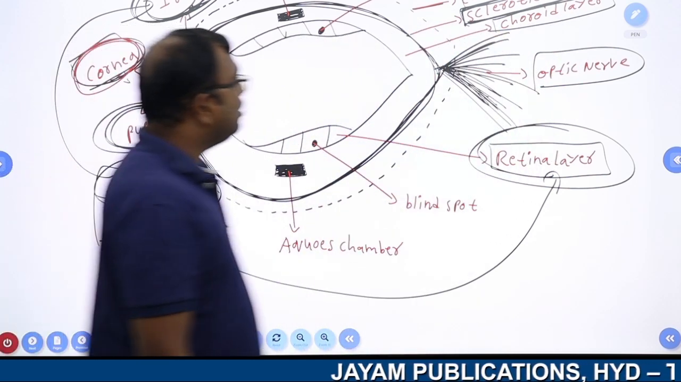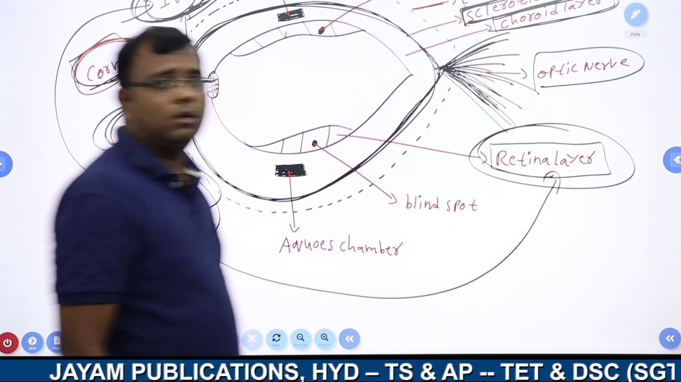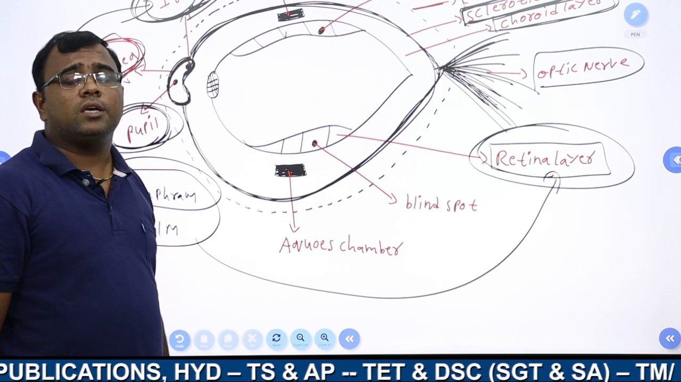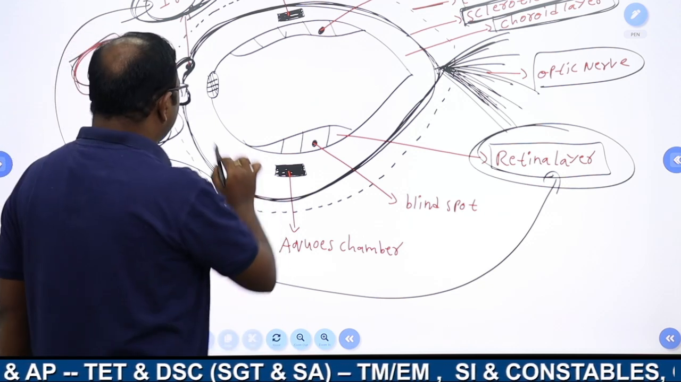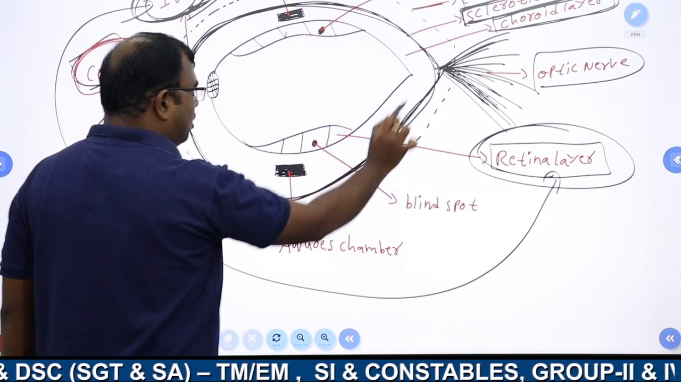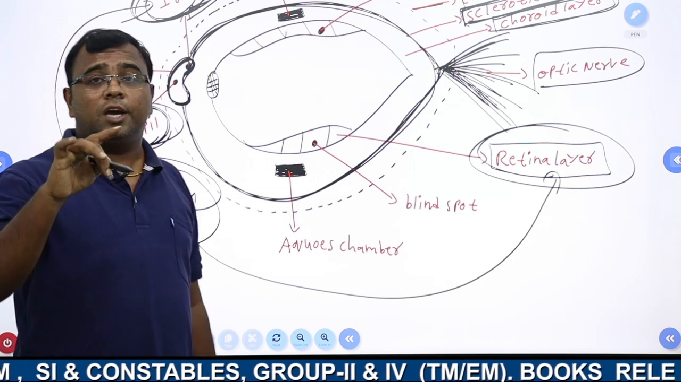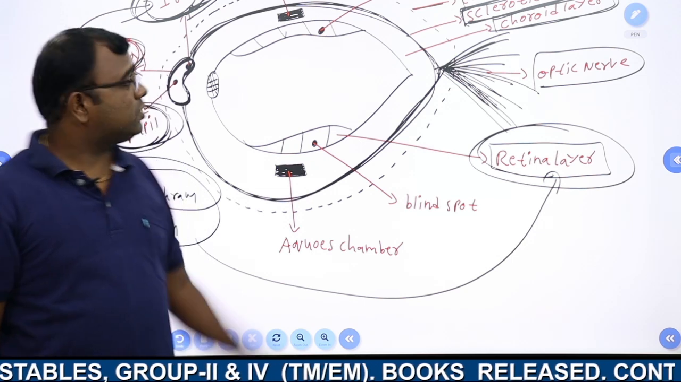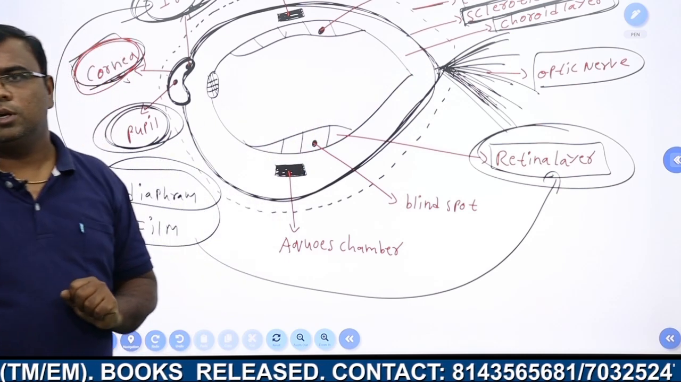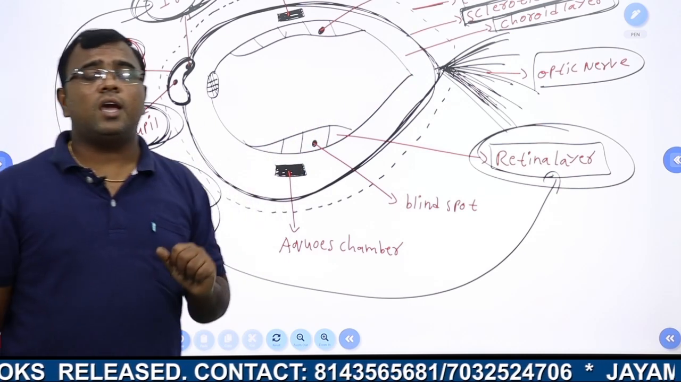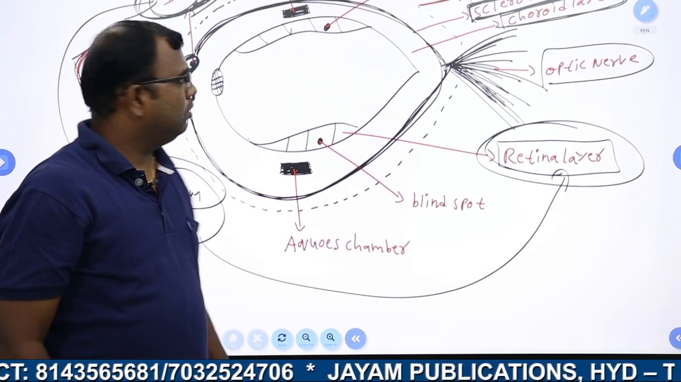The second part of the eye is the choroid layer. This is the total choroid layer. What color is the sclerotic layer? The sclerotic layer is white in color. The sclerotic layer is the first part of the eye.